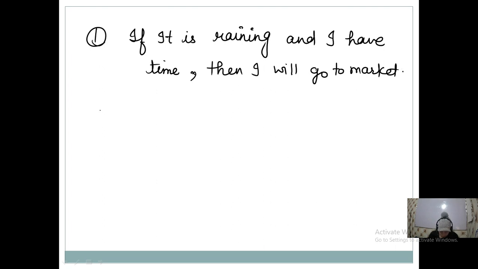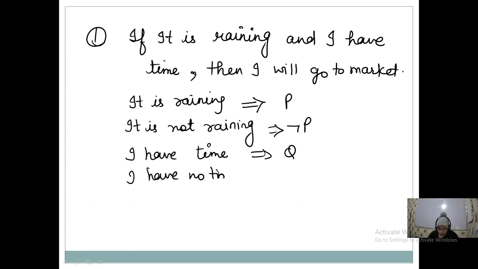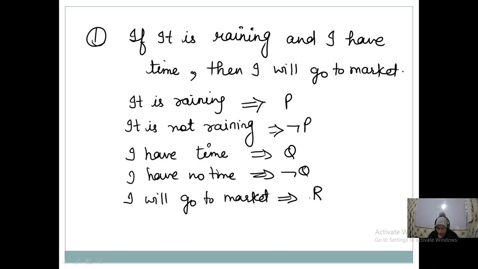In this statement, it is raining will be represented by P. It is not raining will be represented by not P. I have time is represented by Q, and I have no time is represented by not Q. I will go to market is represented by R, and I will not go to market is represented by not R.